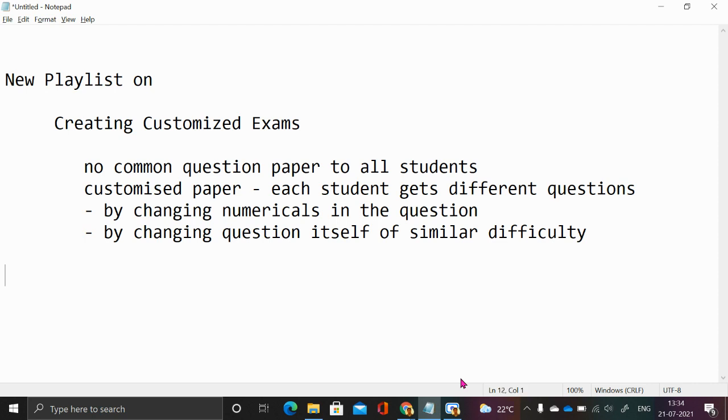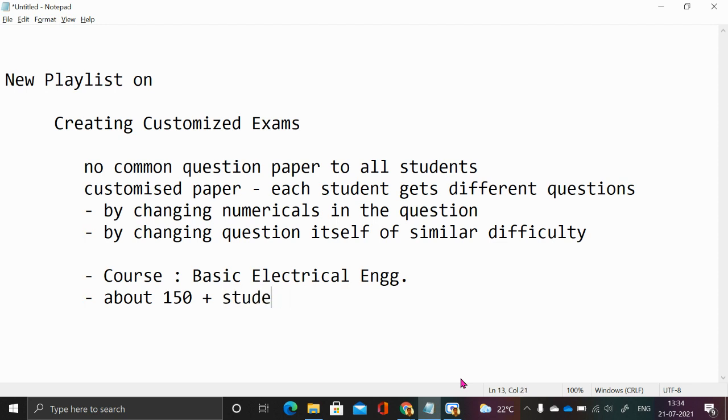So the idea is we have this exam. In my case, let me say the course is basic electrical engineering, and I have about 150 plus students. So obviously now, if I conduct customized exams, I will need to create 150 plus, whatever the number of students, different question papers, and therefore correction also has to be automated.